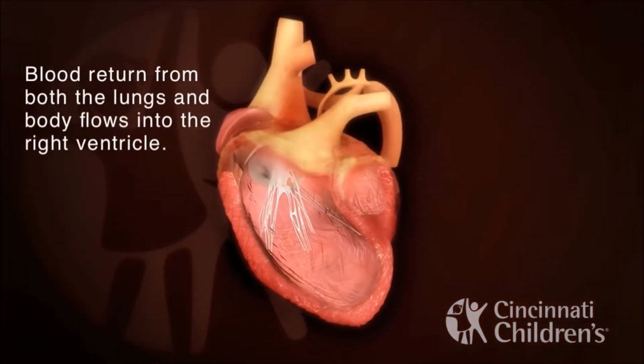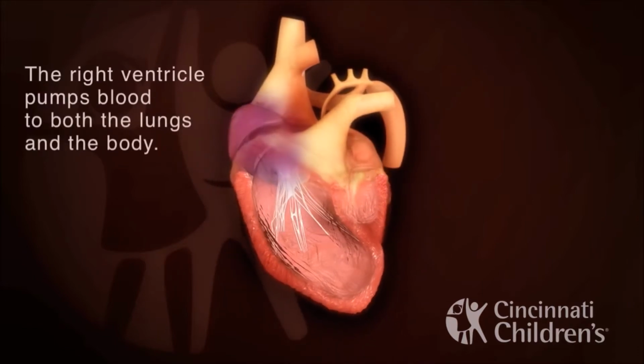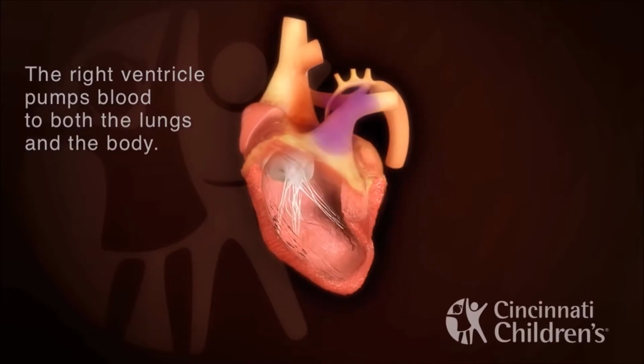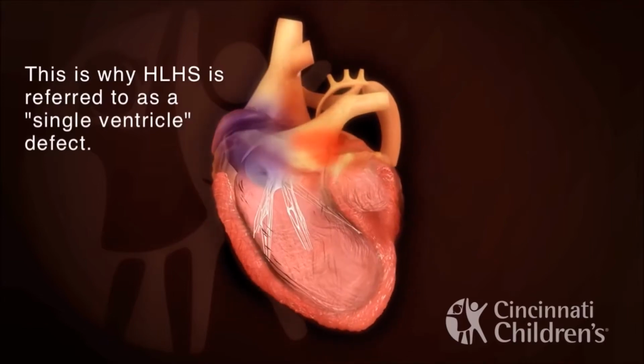Blood return from both the lungs and body flows into the right ventricle. The right ventricle pumps blood to both the lungs and the body. This is why HLHS is referred to as a single ventricle defect.